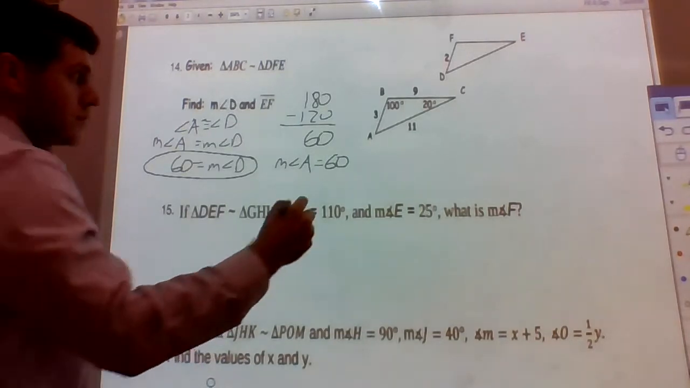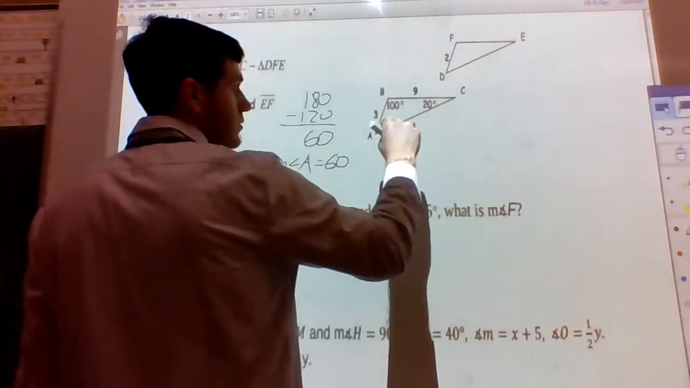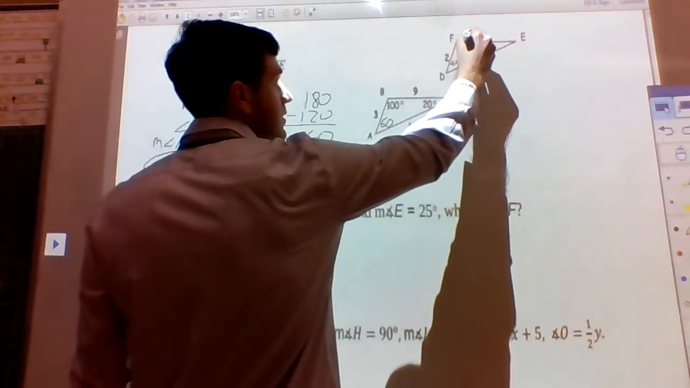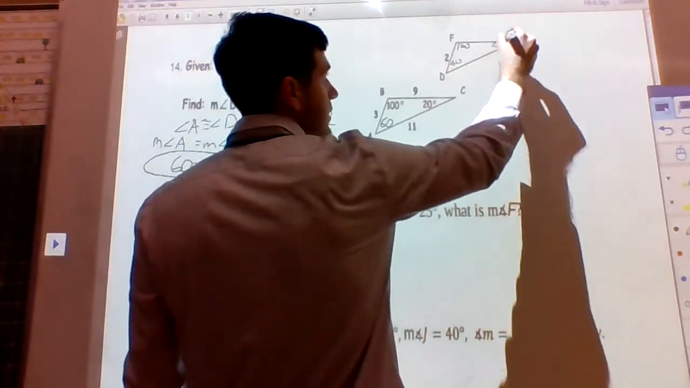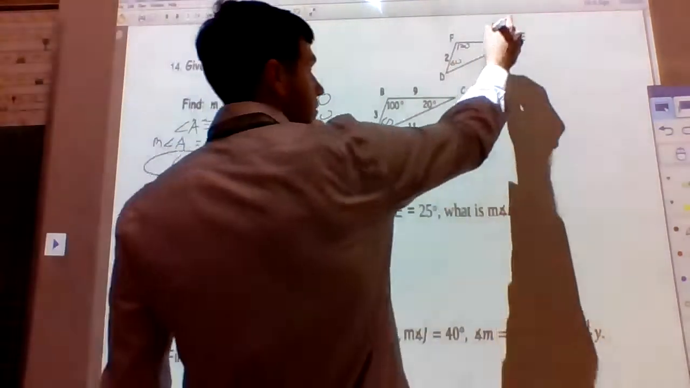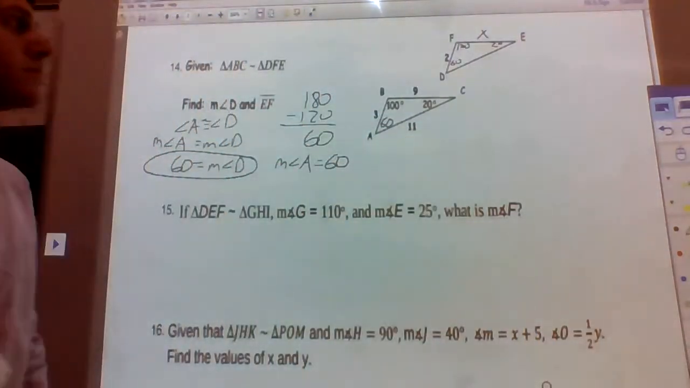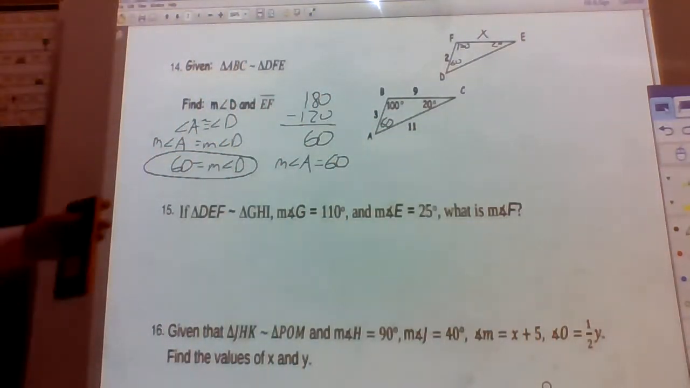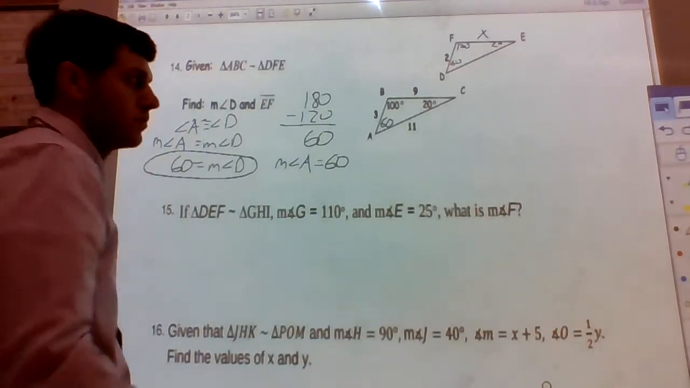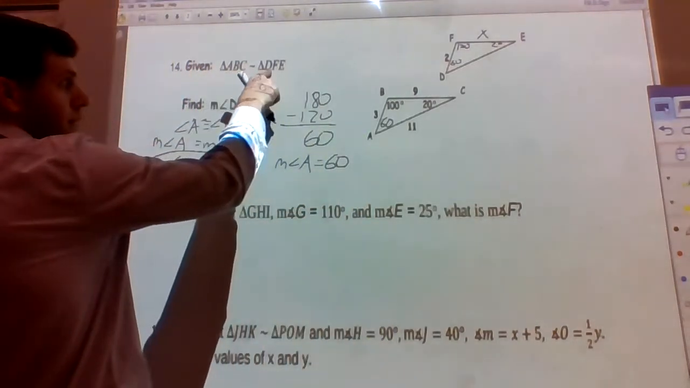Okay. This one's 60. So its corresponding angle here is going to be 60. This is 100. This is 20. Let's call EF X. Put an X there. We know the triangles are similar, so we know the sides are proportional. So AB is going to correspond with DF.